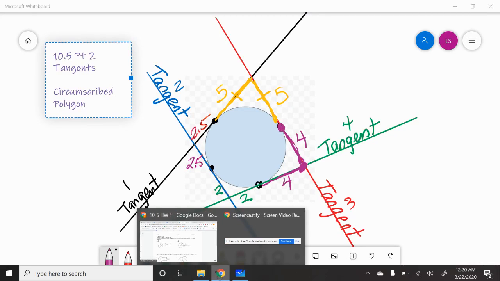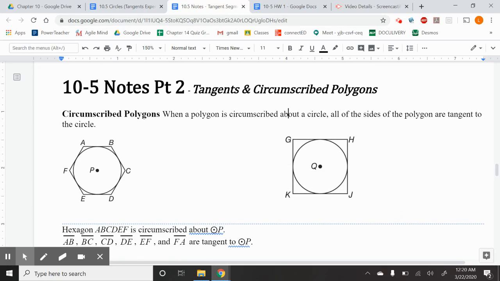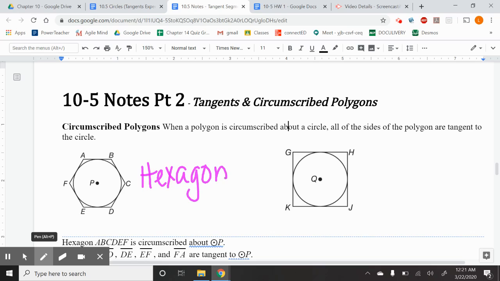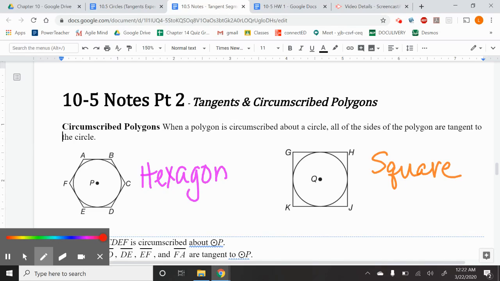I'm going to go to a question in your notes. So here are your notes, 10.5 notes, part 2, tangents and circumscribed polygons. As you can see, here we have a hexagon, with 6 sides, and here we have a square. Both of these are circumscribed about the circle. Circumscribed about the circle is basically a bunch of tangents going around the circle, and tangents, remember, intersect the circle in one spot. You can see that happening on both polygons. We have tangents going around the circle.